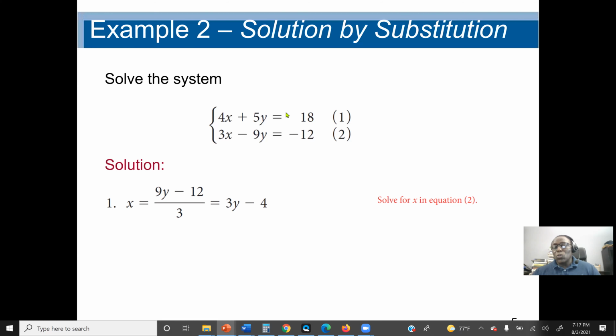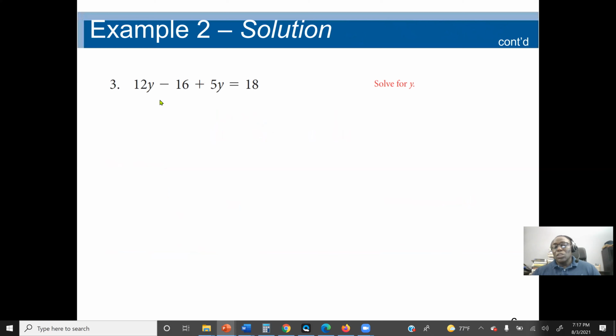We have to take the first equation. Anywhere we see the x variable, we are going to replace it with 3y minus 4. So we get 4 times (3y minus 4) plus 5y equal to 18. Then we can open the parentheses, which will give us 12y minus 16 plus 5y equal to 18. We can combine the y's, so we get 17y minus 16 equal to 18.